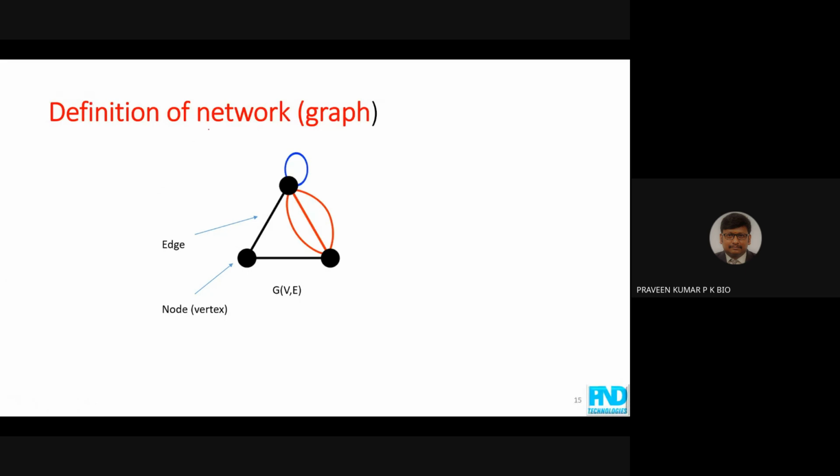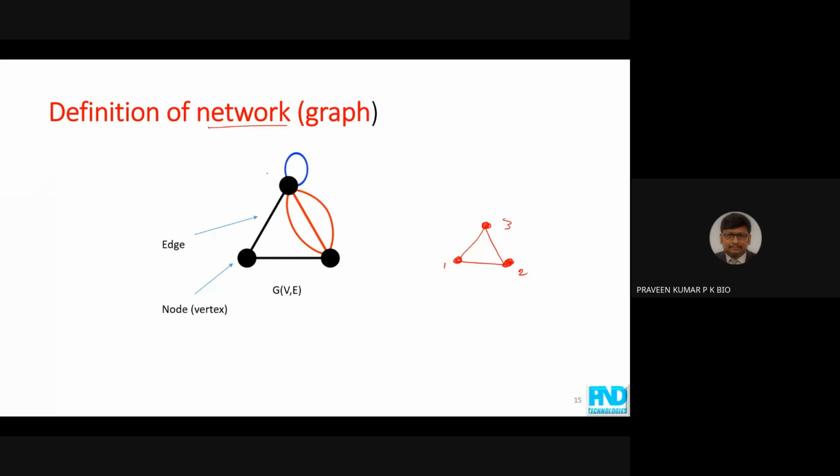Now something about network biology. If you want to study a network using just two nodes, can we construct a graph? No, it's not possible. If you connect two nodes like this, we call it a line. At least we should have a third node: node 1, node 2, node 3. Only then can we have a graph, or we can also call it a network. That's what you can see in this slide.